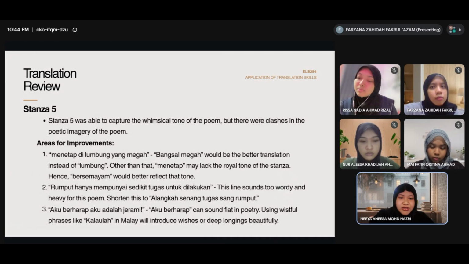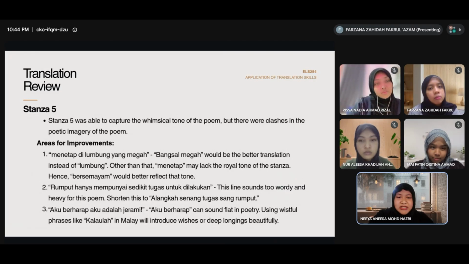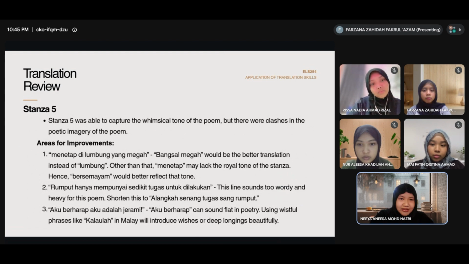So this line is rather lengthy and prose-like. It's too heavy for a whimsical poem. So a more concise version such as alangkah senang tugas sang rumput or just repeating the title betapa sedikit tugas sang rumput would improve the rhythm and poetic quality of the poem.